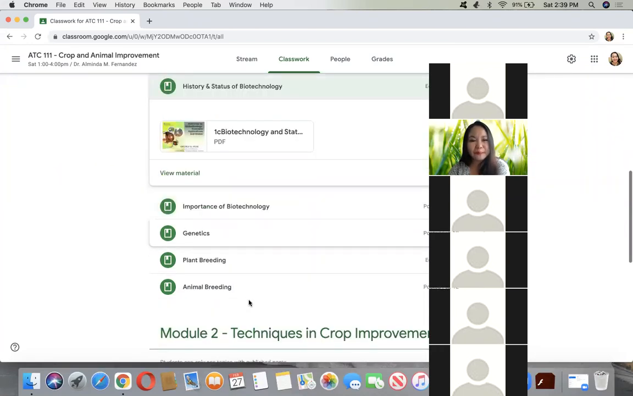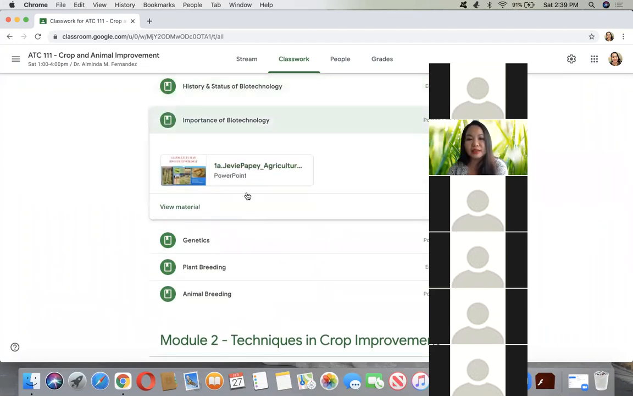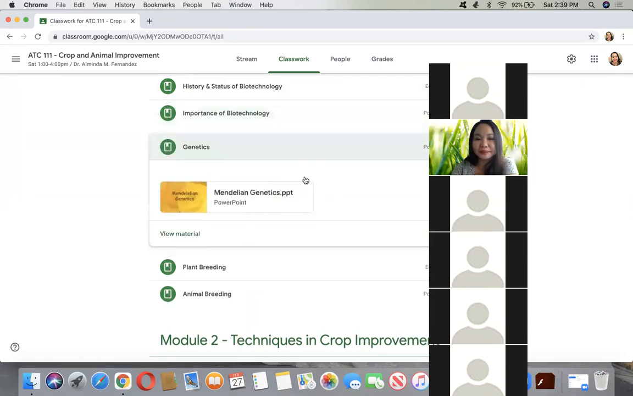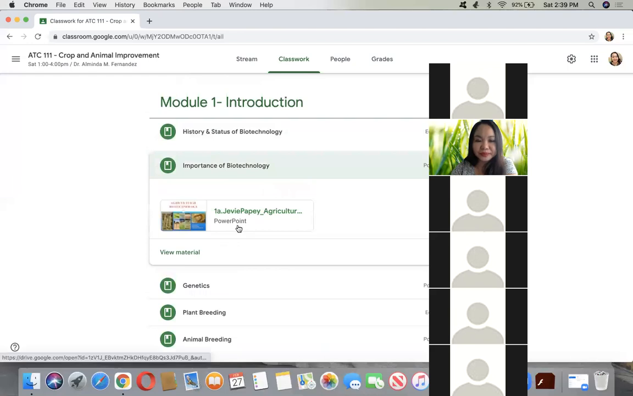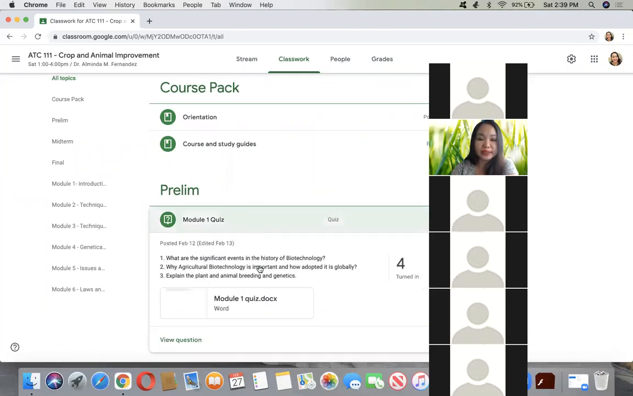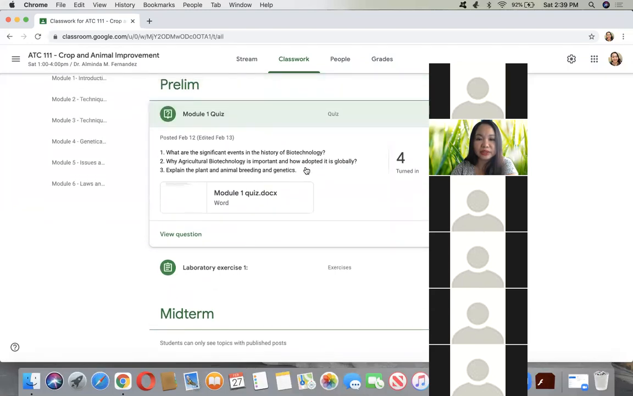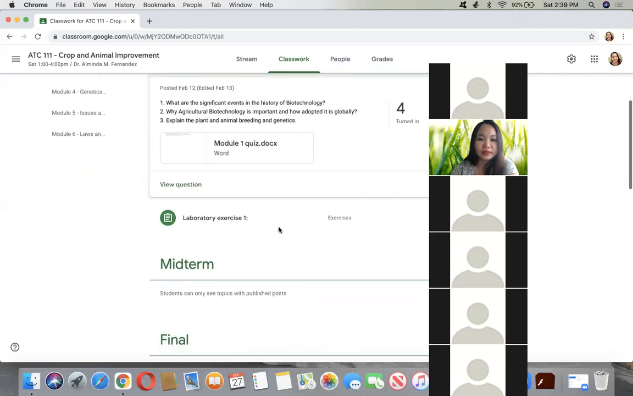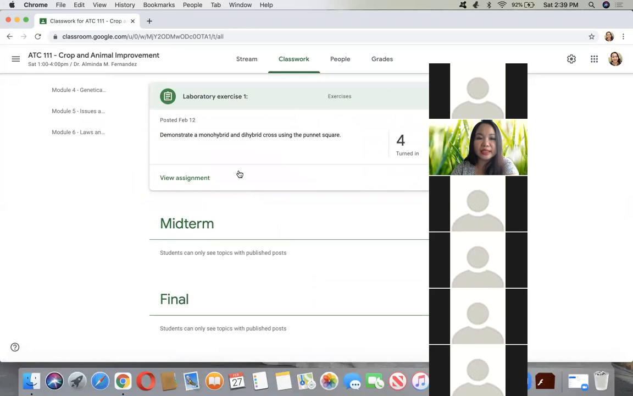No? Although, we're a bit late. Supposedly, by this time, we are done with the importance of biotechnology. But most of you, like Mary Rose, answered the Punnett Square. That's under genetics already, so, good. So I hope you are already doing your module 1 quiz, no? So these are the following questions. Four have already answered. And your laboratory exercise is the Punnett Square monohybrid and dihybrid cross.